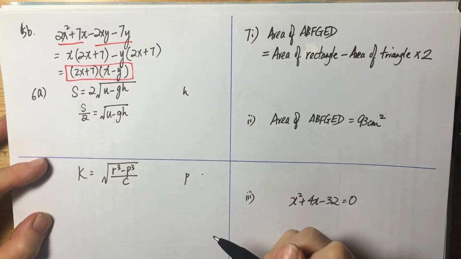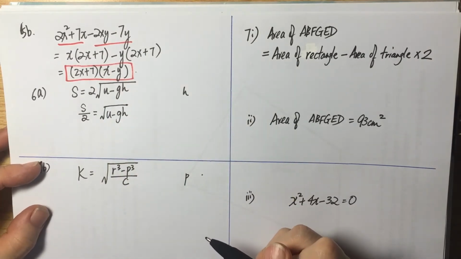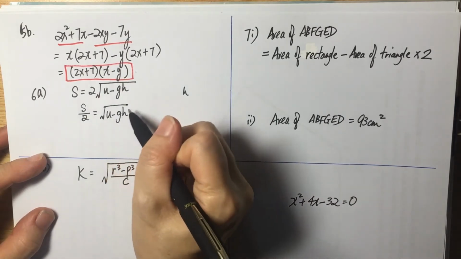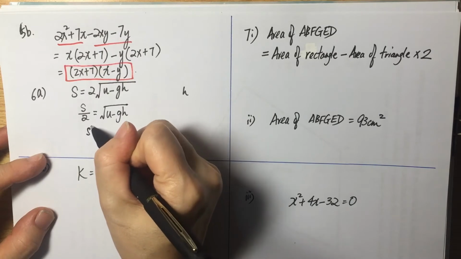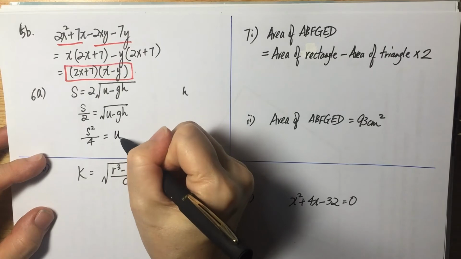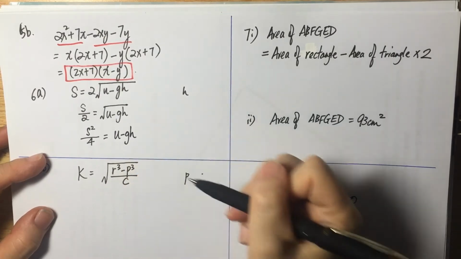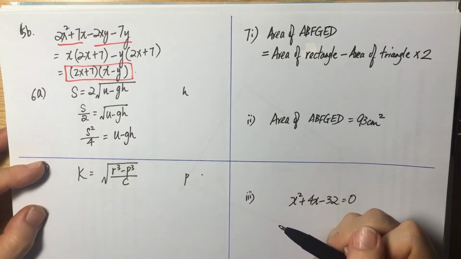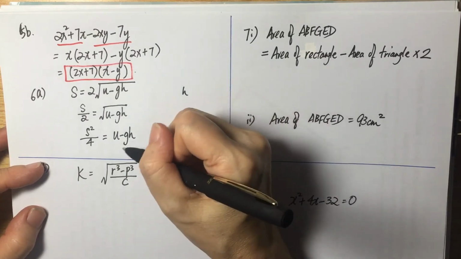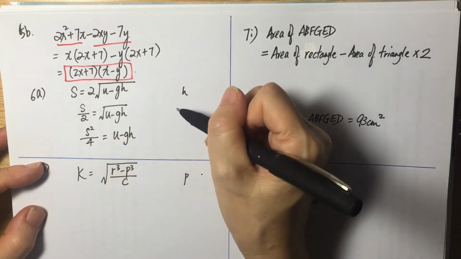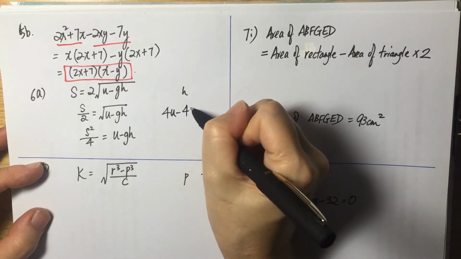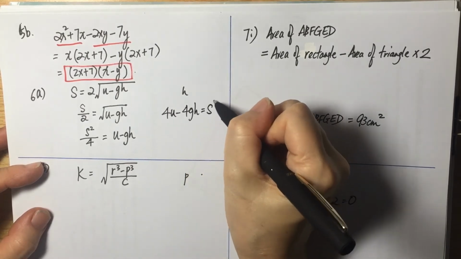Divide both sides by 2. Next, I want to remove the square root sign. So I'm having s squared over 4 equals u minus gh. Okay, so here u minus gh is this. So can I say that 4u minus 4gh equals s squared?